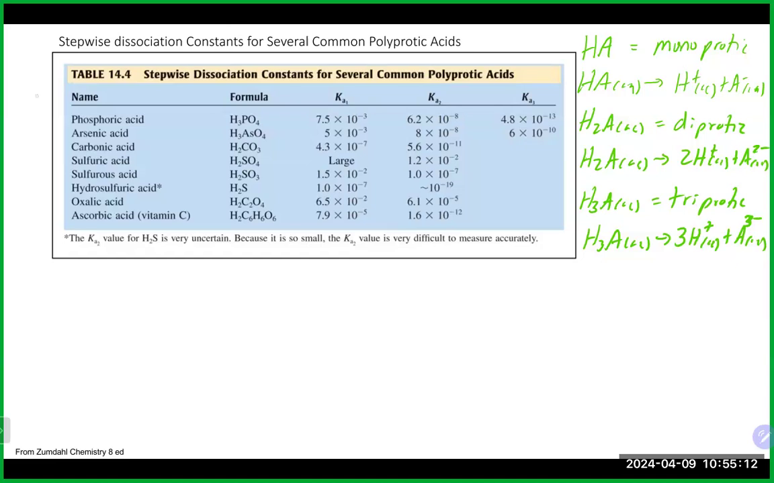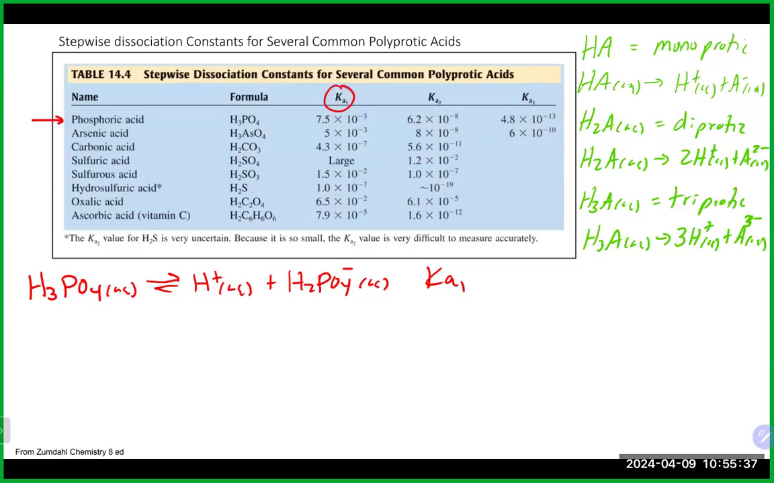If we take a look at our phosphoric acid, for example, the first thing that will happen is our phosphoric acid will lose 1 hydrogen and make H2PO4 minus. And there is a Ka1 value associated with that from the table, which we see right about there.